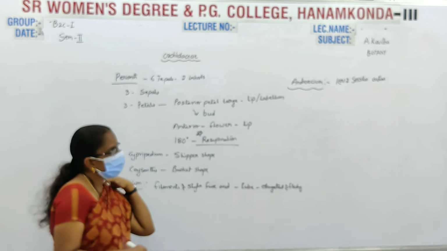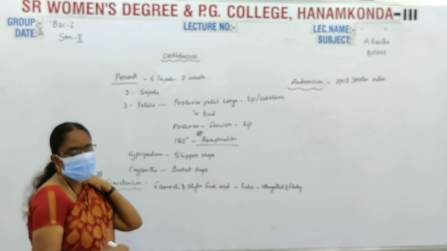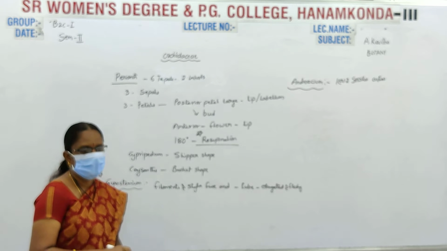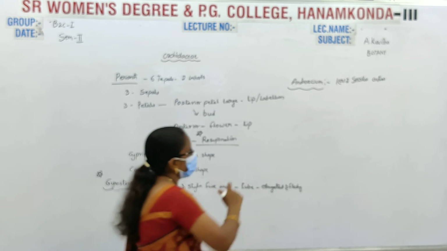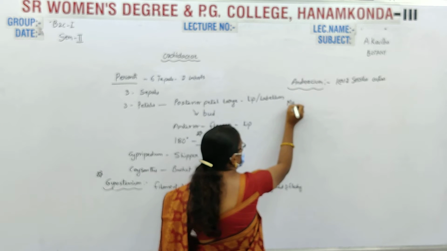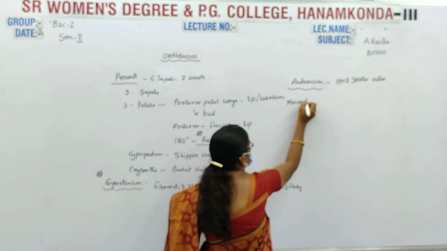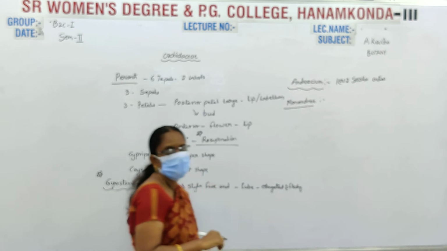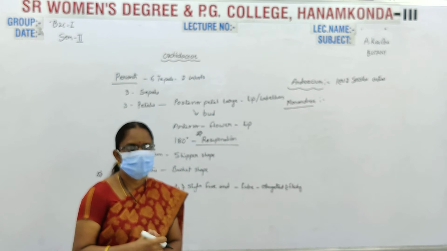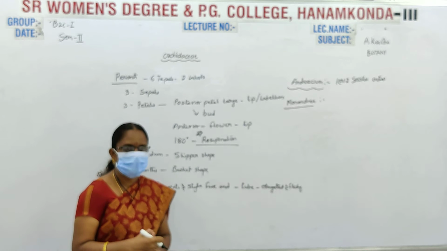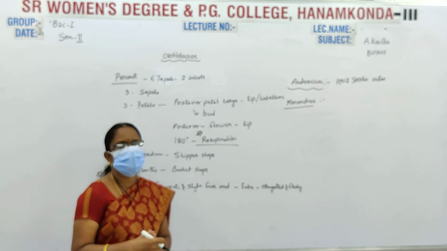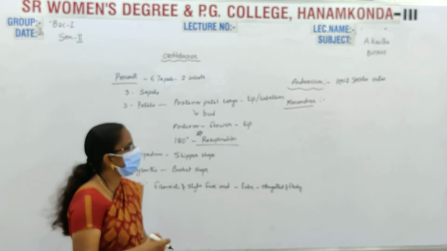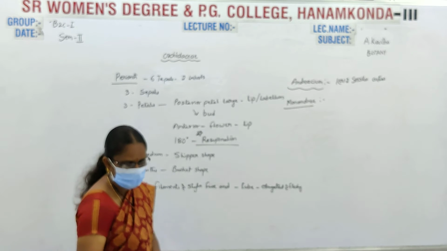In the Orchidaceae family plants, the anthers are divided into 2 groups, monandre and diandre. The plants are divided into 2 groups depending upon the anthers.